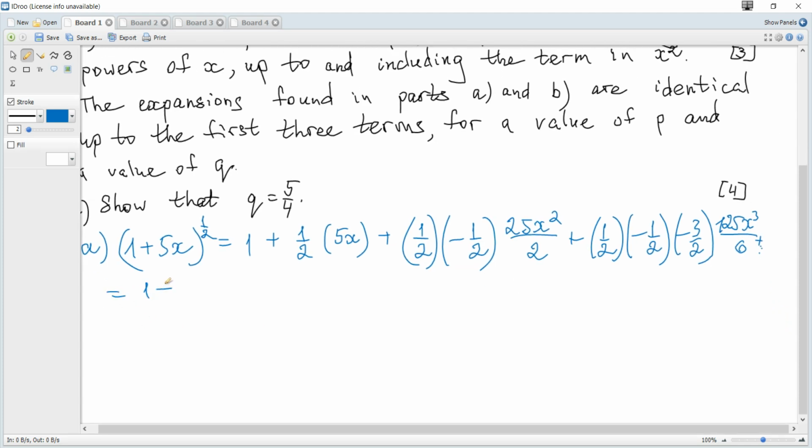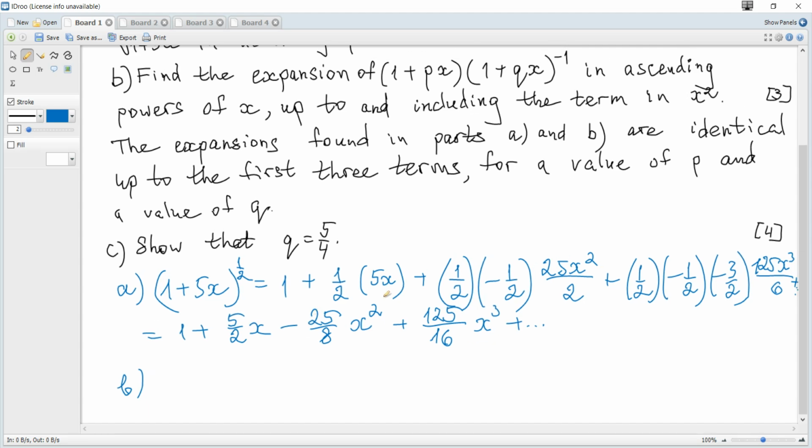And it is equal to, let's simplify, 1 plus 5 over 2 x minus 25 over 8 x squared and plus 125 over 16 x cubed and plus so on.